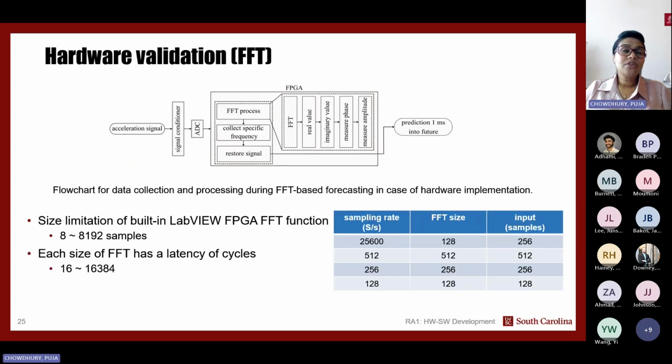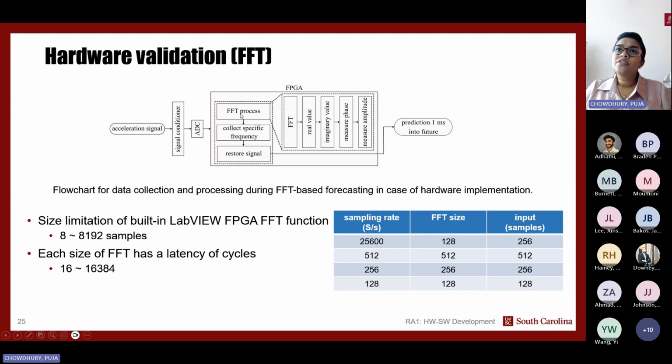Now talk about the hardware validation part in the case of FFT. In this FFT flowchart, we can see how it works. It starts with the acceleration signal. It's almost the same as the software implementation, but we now use the hardware terminology too. Next is the signal conditioner, and then we use an ADC, the analog to digital converter. And the next step is the FFT process, collect specific frequency, restore signals.